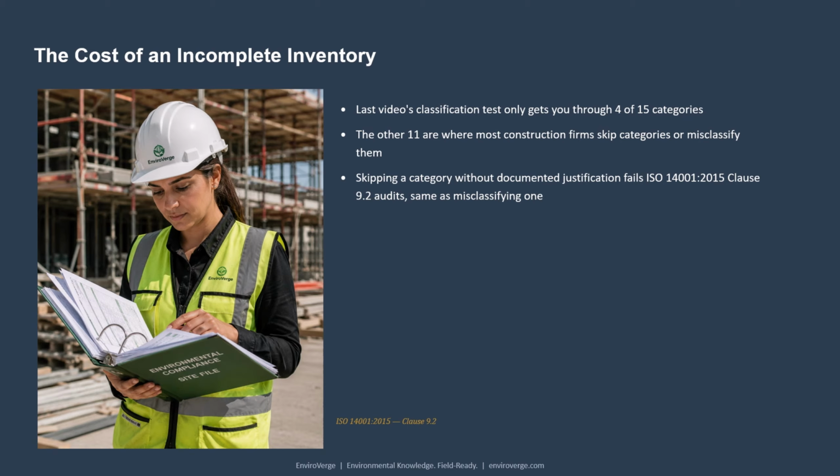Last video's test only gets you through 4 of 15 categories. The other 11 are where most firms either skip categories or misclassify them. Skipping one without documentation fails a Clause 9.2 audit, same as getting one wrong.